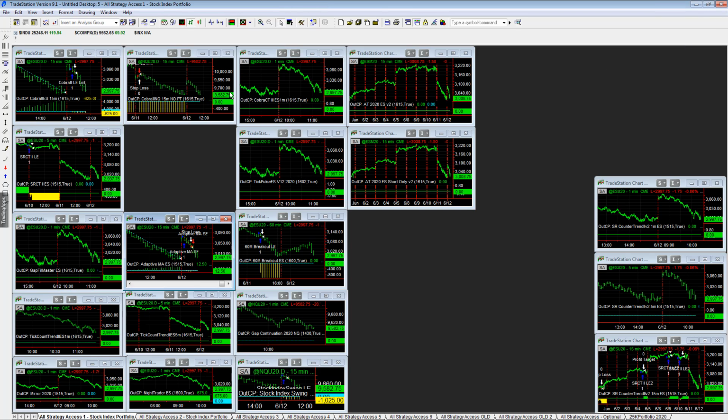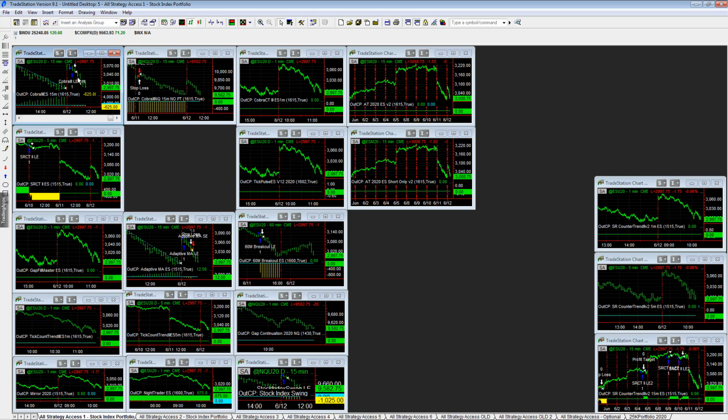So it's a fast strategy for a fast market. Cobra 3 lost at the open. Got taken in the head fake. Market internals were strong. Trend was strong.